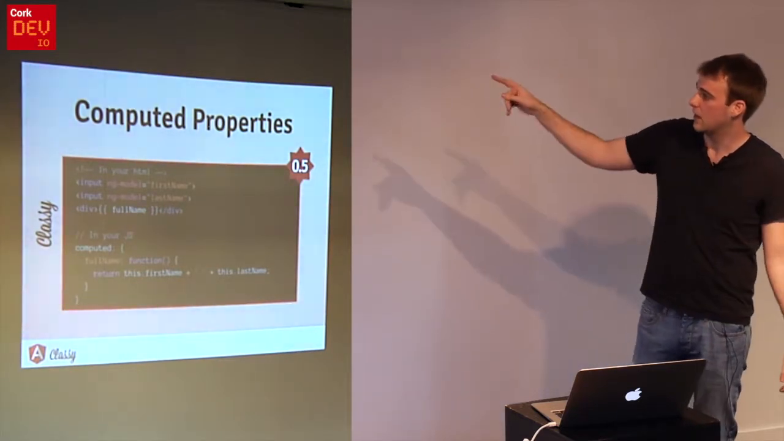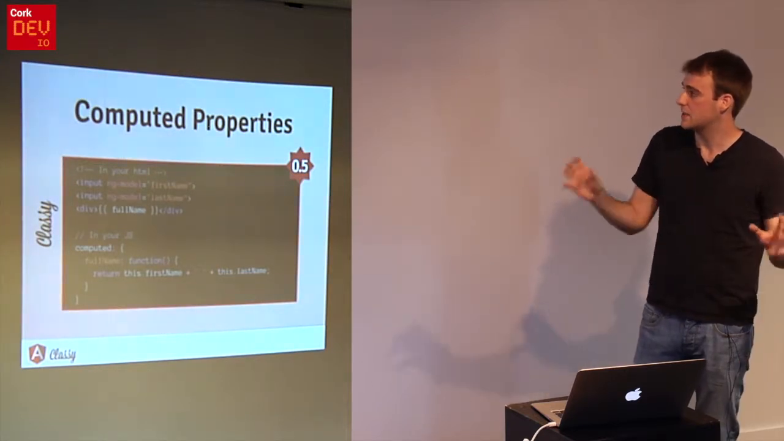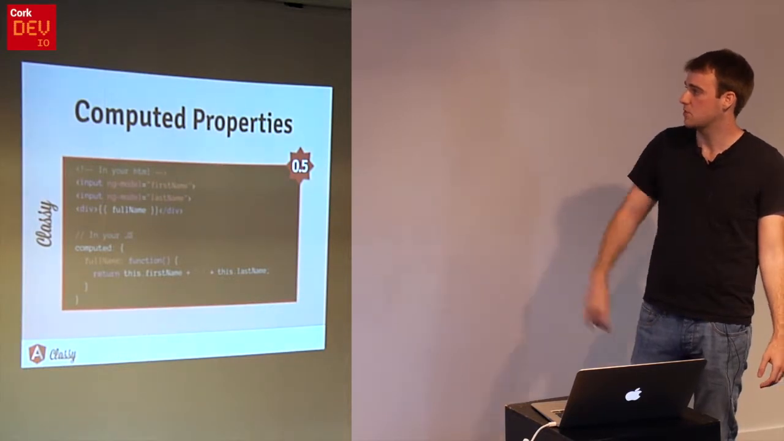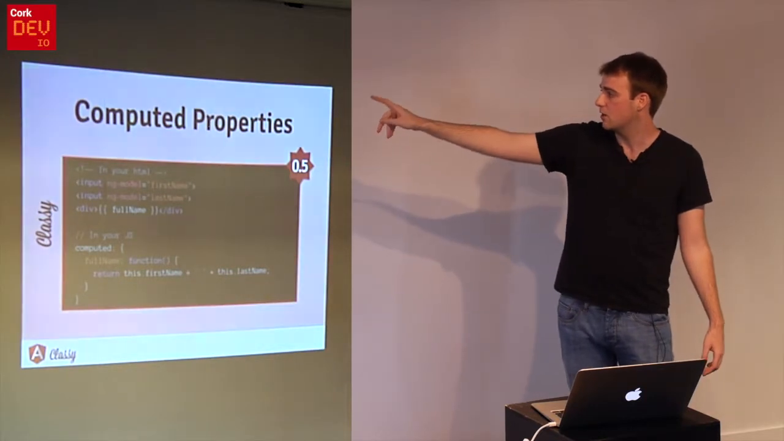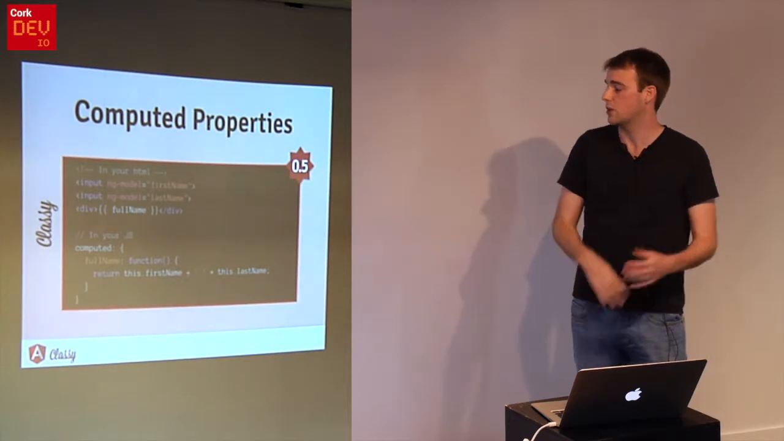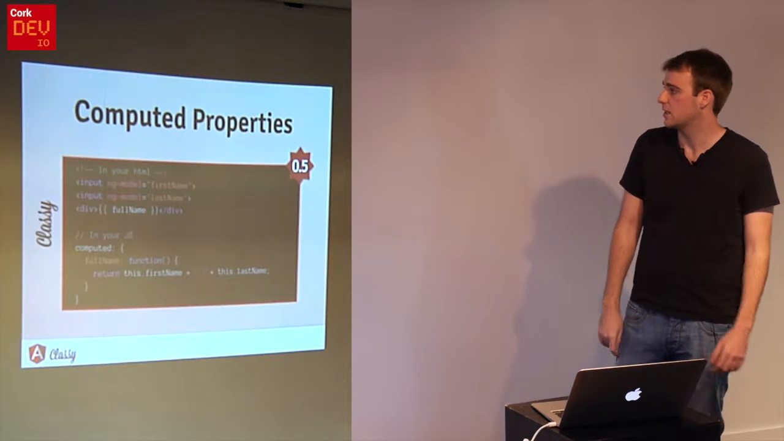So in this example here, I have a first name and a last name. These are two input boxes. And then I have a div with the full name. Now, when I change either of those inputs, it's going to populate the full name. You can see here in my JavaScript, I have full name, which is just the first name, space, and then the last name. And that automatically gets computed, and in your digest cycle, it gets updated.